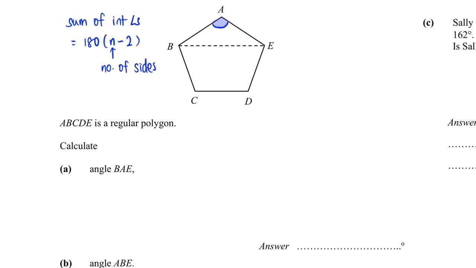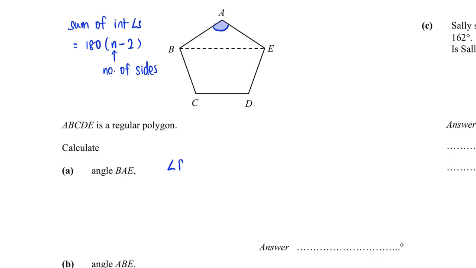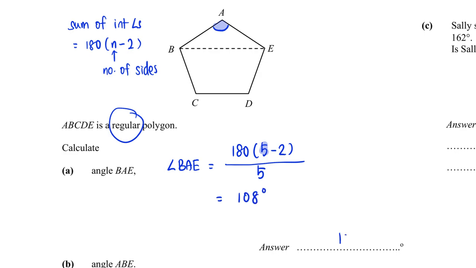So my angle BAE, right? Straight away, if I know the sum, and I know that it is a regular polygon, meaning all the angles, interior and exterior, are all the same, and I know the number of sides, which is 5, then I just need to divide by the 5 angles, and this will give me 108 degrees.